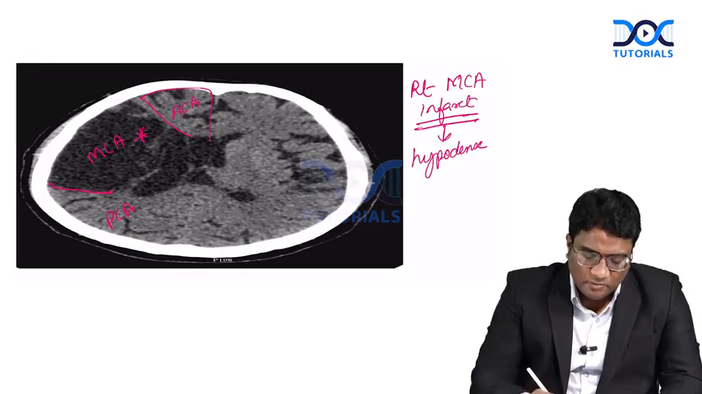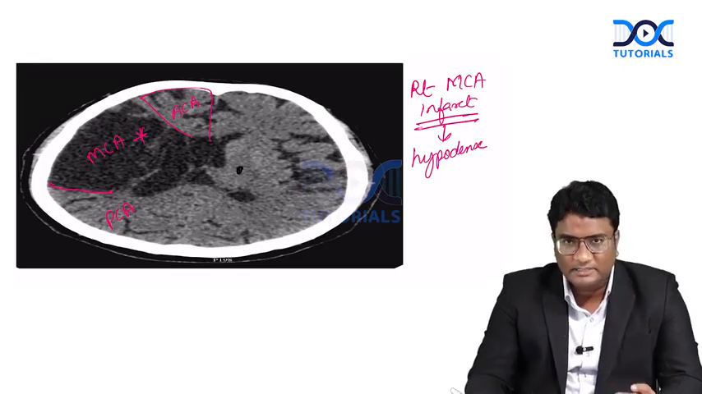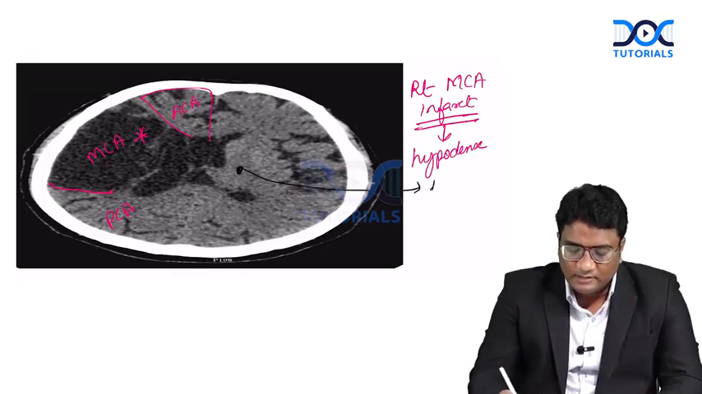And sometimes you see small hypodense areas in the region of the basal ganglia. Think of them as lacunar infarcts. If you see small areas, those would be lacunar infarcts, right?